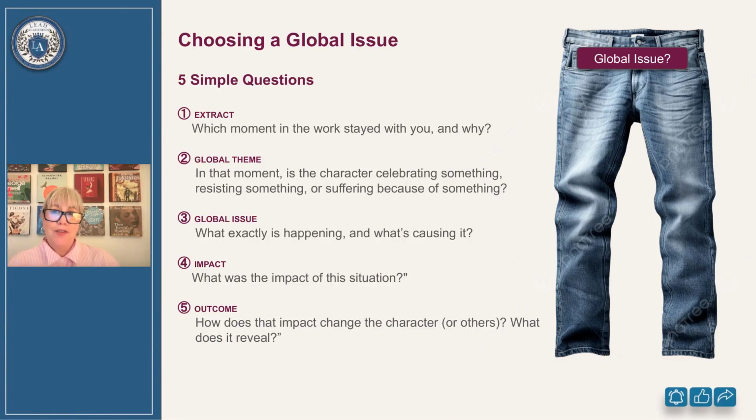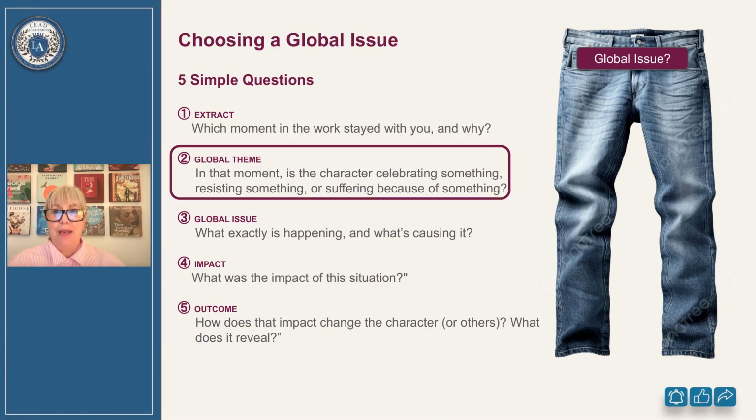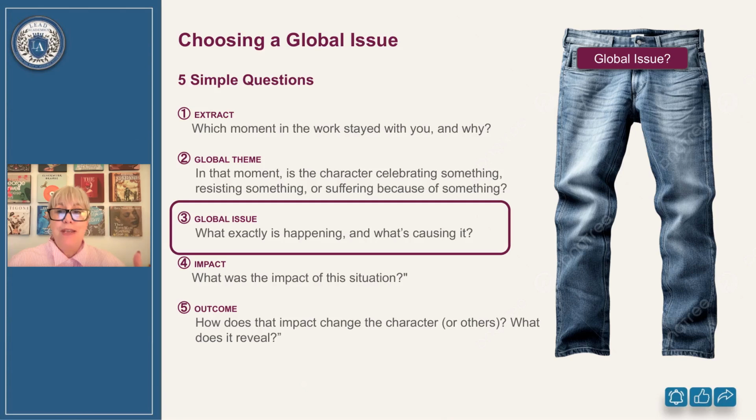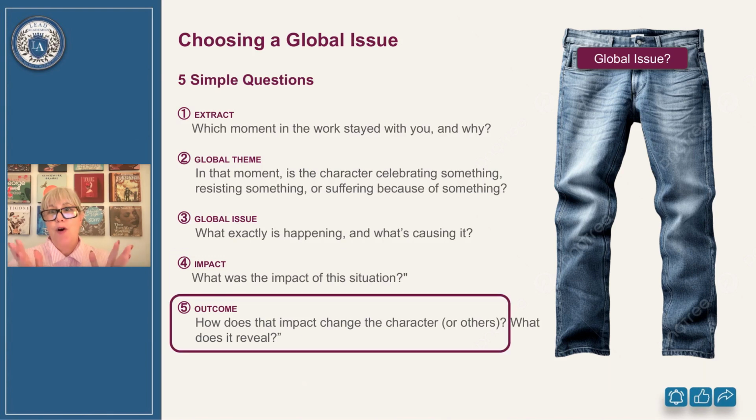I came up with these 5 simple questions to make it easier for my students to find an extract, to define the global theme, to narrow that field down to a specific global issue, then recognize its impact and outcome. I hope that these 5 questions work for you. They have been very successful for my students.